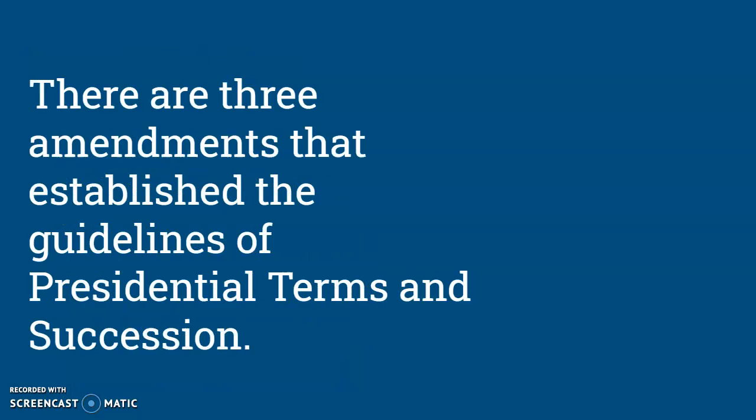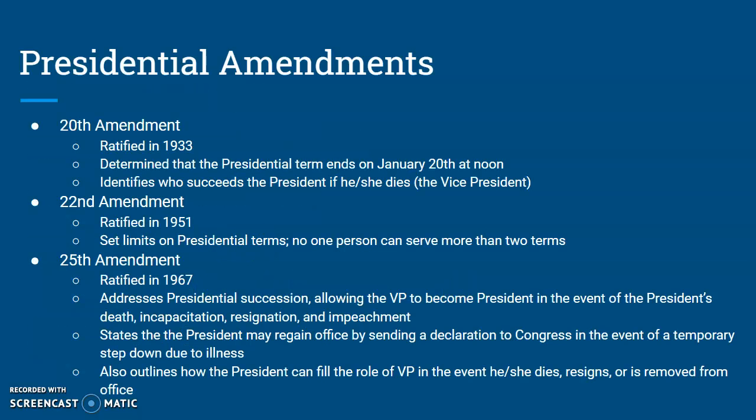Okay, and so there are 3 amendments that deal with these established guidelines of presidential terms and succession, and we're going to look at those very briefly. Okay, first one is the 20th Amendment. It was ratified in 1933. It determined that the presidential term ends on January 20th at noon. Before that, presidents actually served all the way up until March, but this pushed it back to January 20th, which is also Inauguration Day. When we get a new president, this is the day that they are sworn into office. And this was the first time an amendment identified who succeeds the president if he or she dies, which is, of course, the vice president.